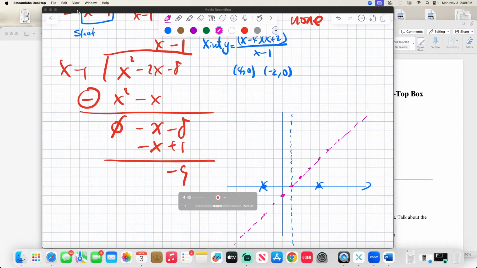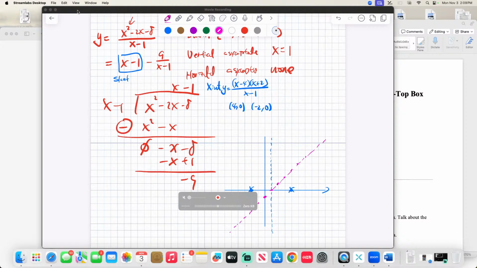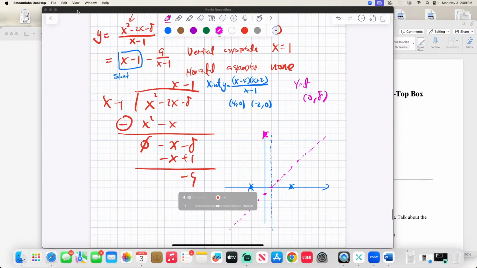Is any y-intercept here? Y-intercept is what? Not negative 1. 0, 8, right? If I plug in 0 for x, that's going to be 0, 8. So that is another point here. Wait, does the slant asymptote not include the 9 over x minus 1? No, not including that. That part is no. Okay, are we okay here?